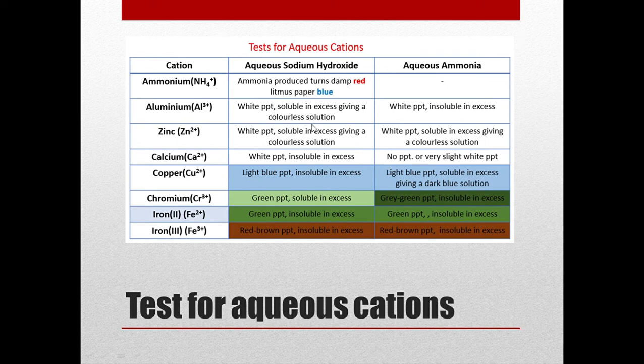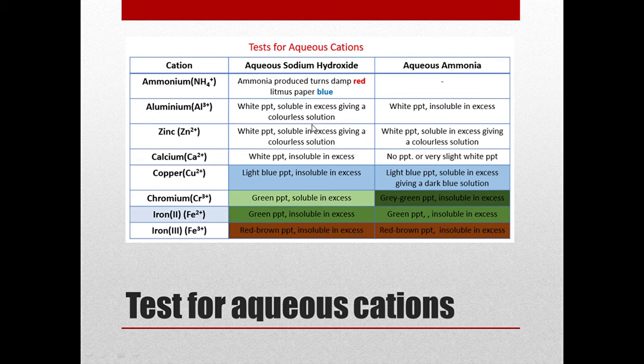giving a colorless solution. Calcium, with aqueous sodium hydroxide, is a white precipitate which is insoluble in excess, and with aqueous ammonia, it has no precipitate, or you could even say that there is no precipitate because it is that weak. Also, it is the only metal, or the cation, to have a white precipitate which is insoluble in excess.